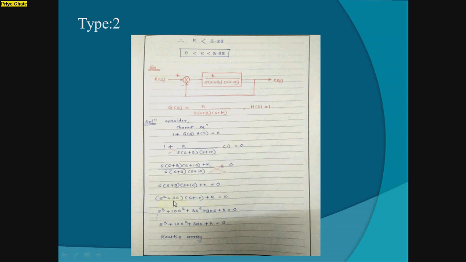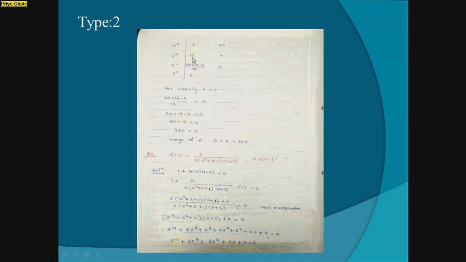Then we multiply both brackets. Then we have these terms: s cube plus 10s square plus 3s square plus 30s plus k is equal to 0. Now we have 10s square plus 3s square, which is nothing but 13s square. Now we are going to solve this by the Routh array.